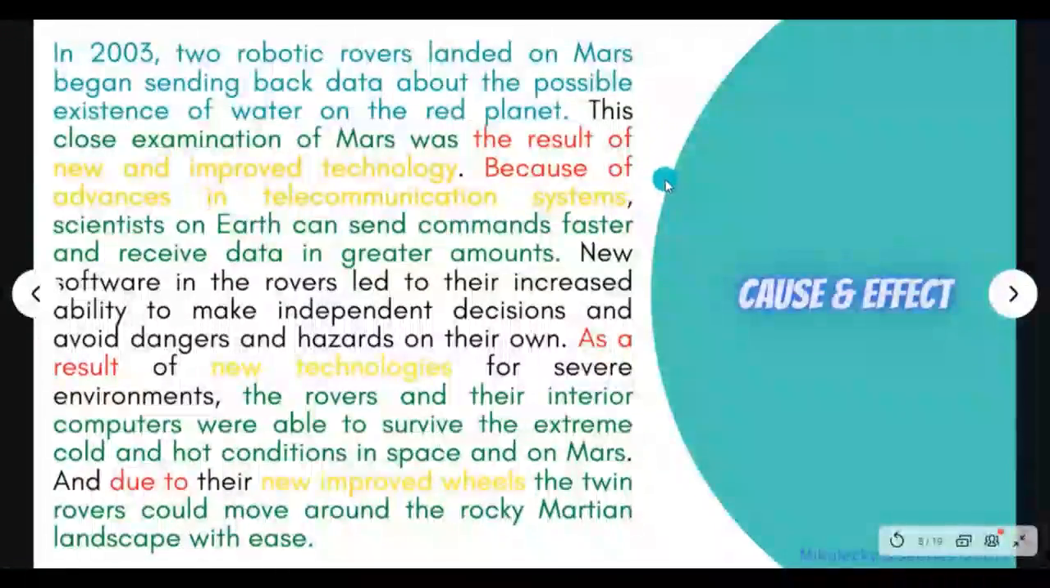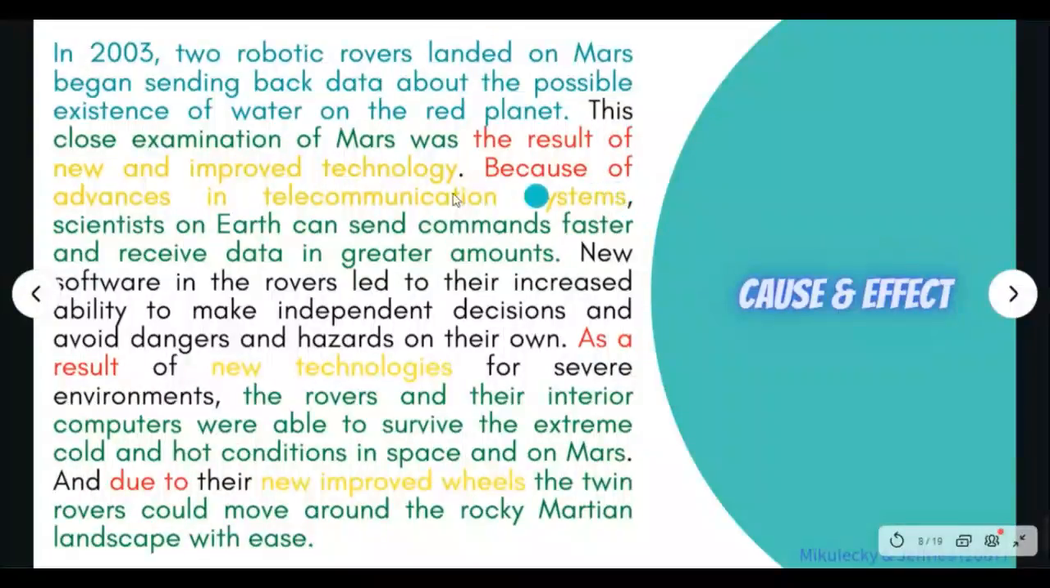So here we can see the relation of cause and effect. What is the cause here? The cause is indicated by yellow, and then the effect is indicated by green. So close examination of Mars was the effect of, or the result of, new and improved technology. And then in the following sentences, these key points or key nouns are repeated in the same color.